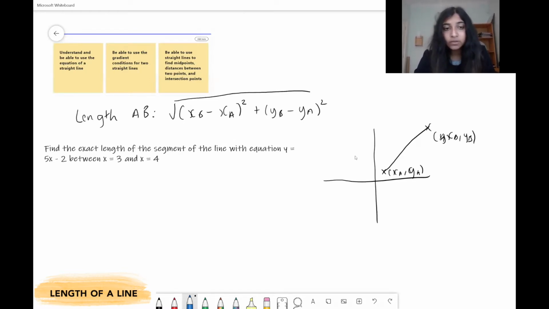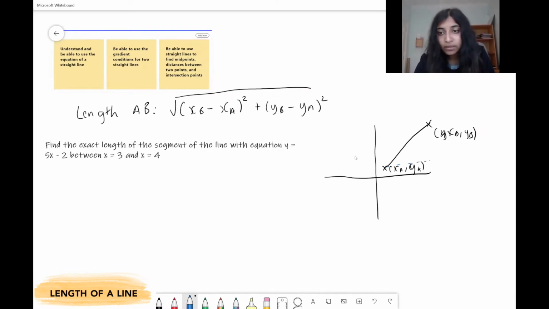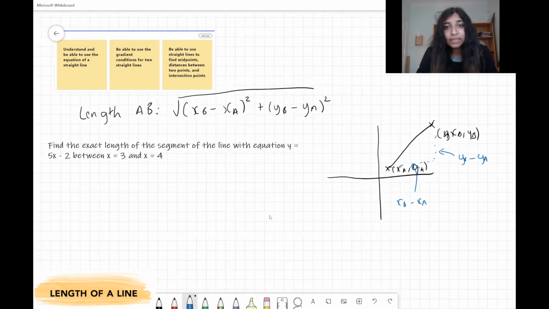If you draw a triangle like this, then this length here is just the same as XB minus XA, and this length here is just the same as YB minus YA. So you just use Pythagoras' theorem: the square root of this length, XB minus XA, squared, plus this length here, YB minus YA, squared.